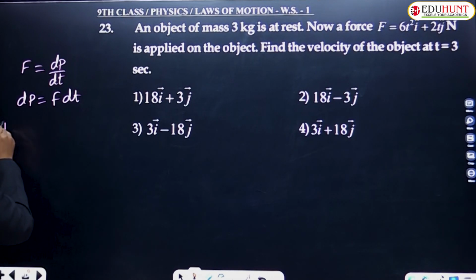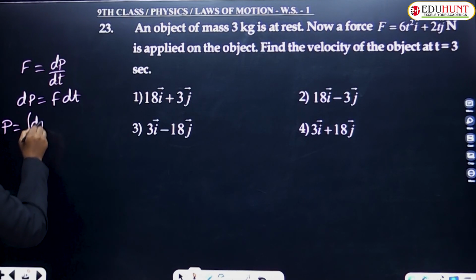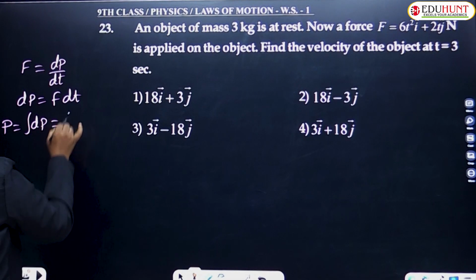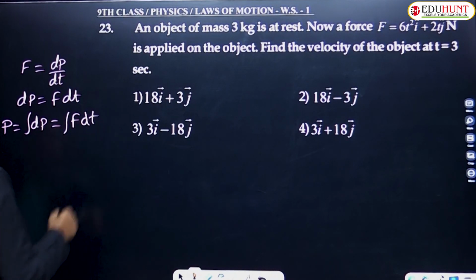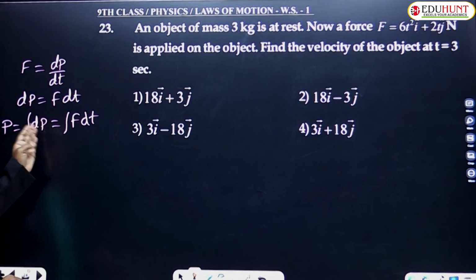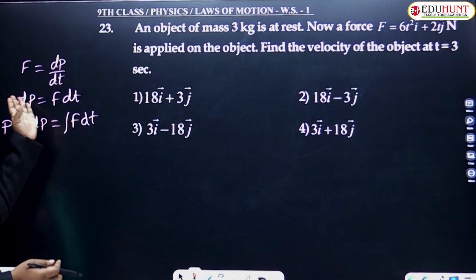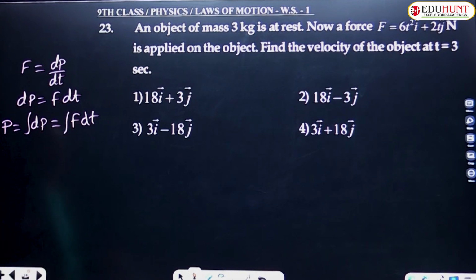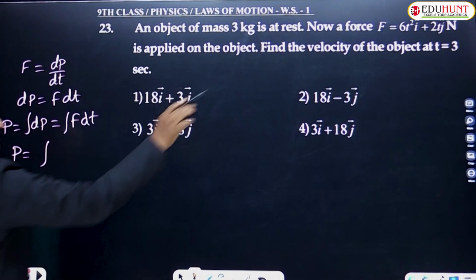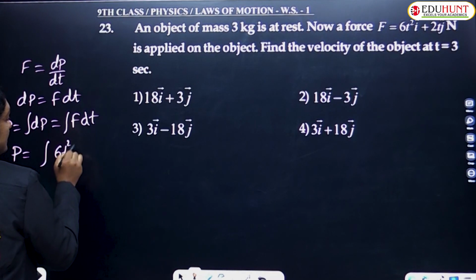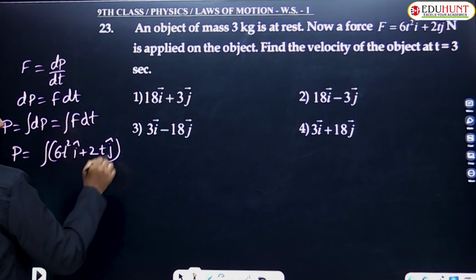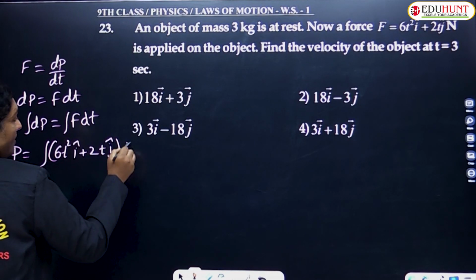That means to find the total momentum, you need to integrate dP. You are already aware of integration. So integral dP equals integral of F dt. You're asked to find the momentum. Hence the value of P is given as integral of F dt. The value of F itself is given as 6t square i cap plus 2t j cap. So this is the value of force I replaced, and now with dt.